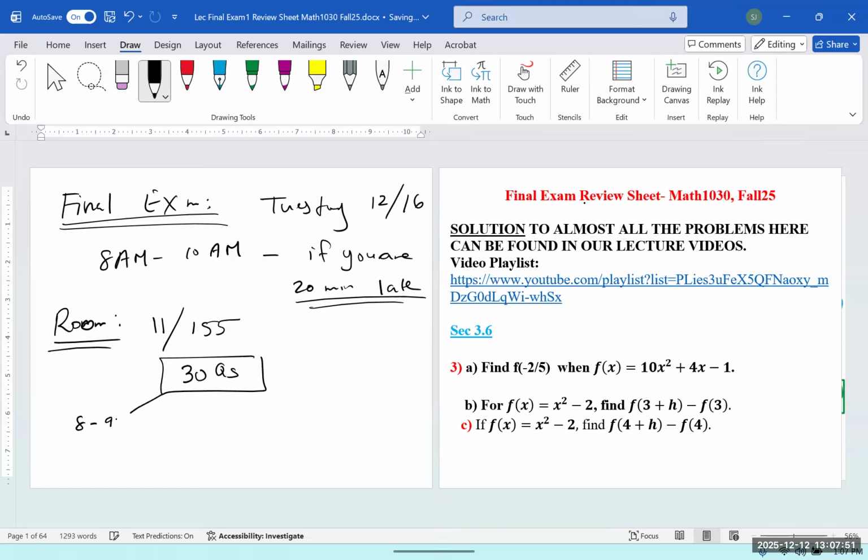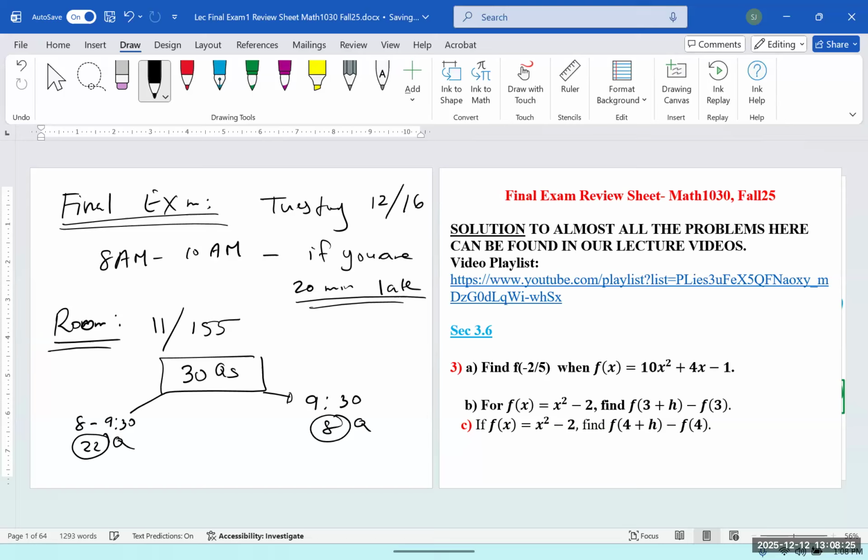From 8 to 9:30, part 1, which is non-calculator. And then at 9:30, you're going to get your second part with the calculator. If you're done early before 9:30, you still cannot get the second part. You have to wait till 9:30 so that everyone gets the exam. In the first part, there are 22 questions. In the second part, there are 8 questions.